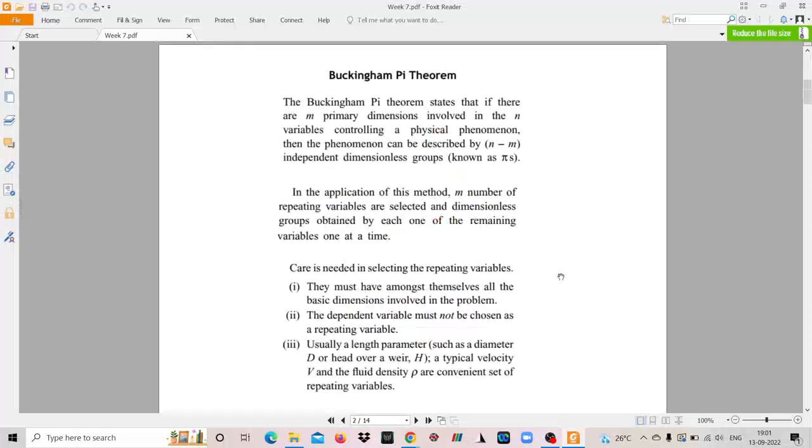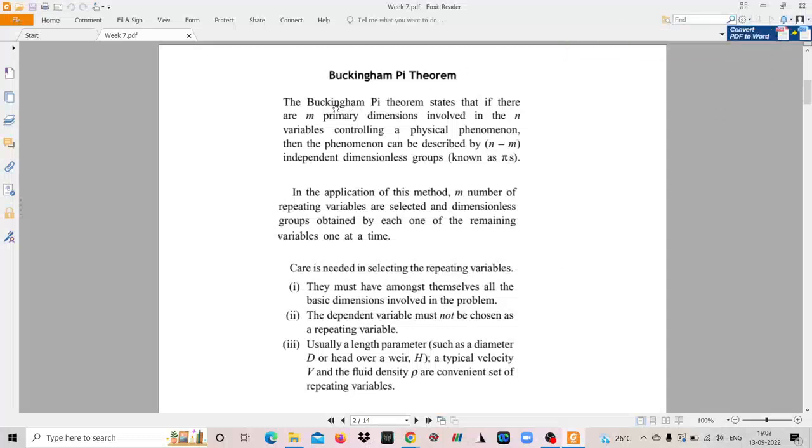Anywhere you go, the most important question that will be asked, in almost all cases, is from the Buckingham Pi theorem. So the Buckingham Pi theorem is a very important theorem. However, sometimes I have seen that there are some confusions. So before going to the problems for this particular dimensional analysis, I have tried to summarize the Buckingham Pi theorem.